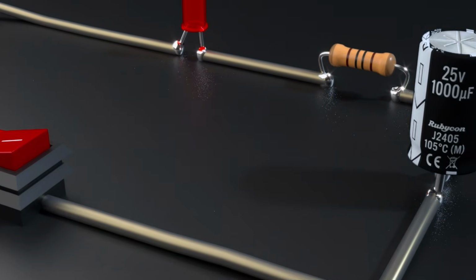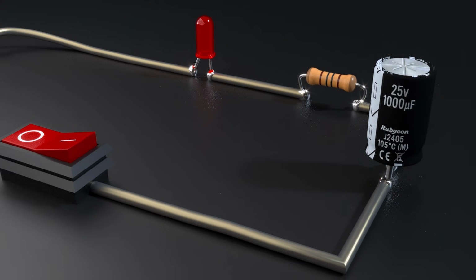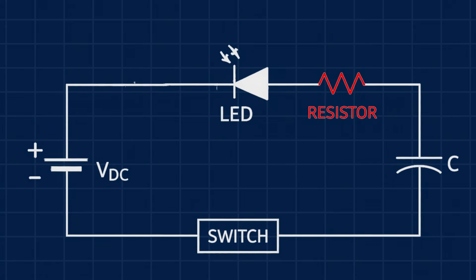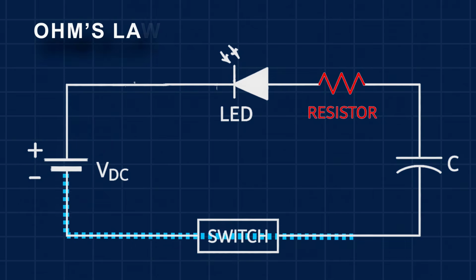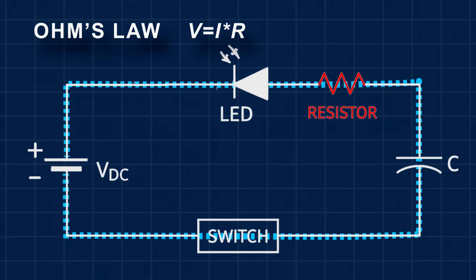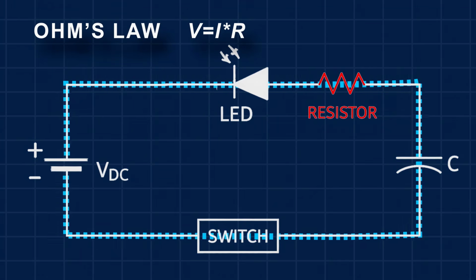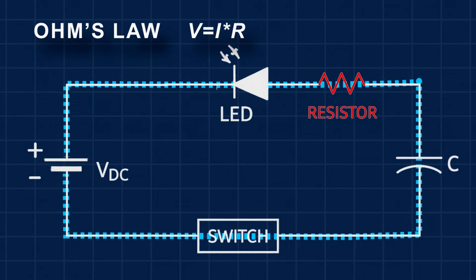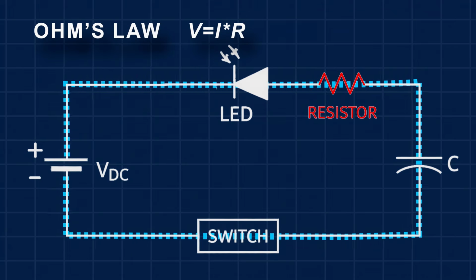The solution isn't magic, it's simple resistance. By adding a current-limiting resistor in series, we introduce a known value of opposition. According to Ohm's law, voltage equals current times resistance. The resistor drops a specific amount of voltage across itself, forcing the remaining voltage to limit the current flowing through the LED. It acts like a speed bump for electrons, ensuring the flow is safe and consistent.